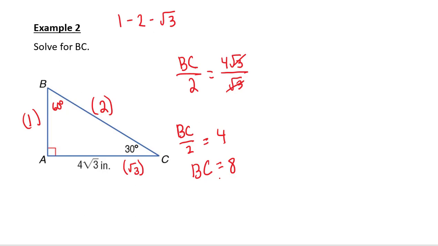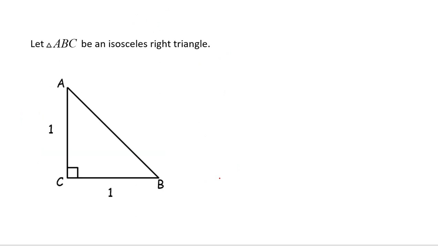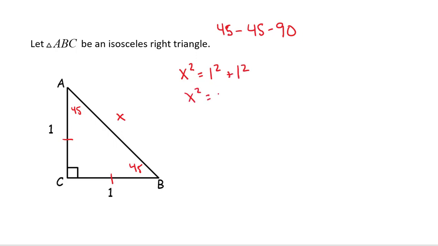So that was our 30, 60, 90 triangles. We also have another special triangle where we have an isosceles right triangle. So if those sides are equal, this angle is 45, 45. So this is for a 45, 45, 90 triangle. So a 45, 45, 90 triangle. So I'm going to call this side x. X squared is equal to 1 squared plus 1 squared. X squared equals 2.